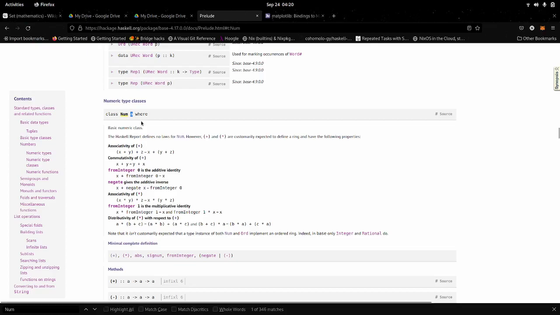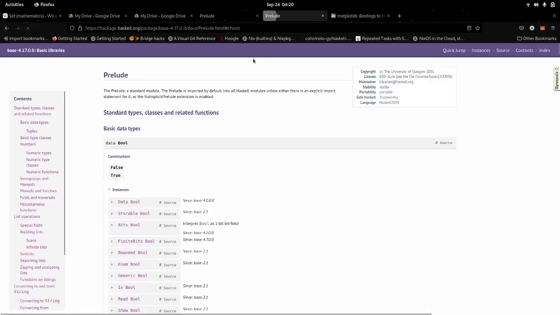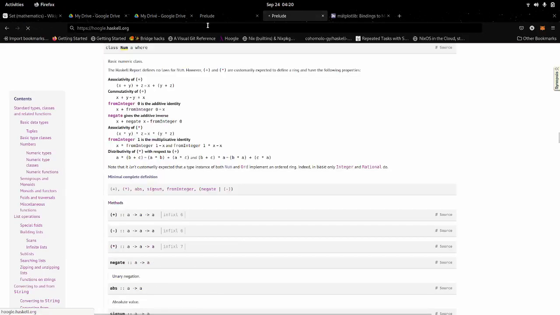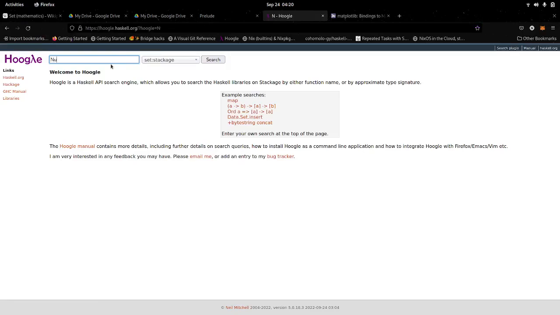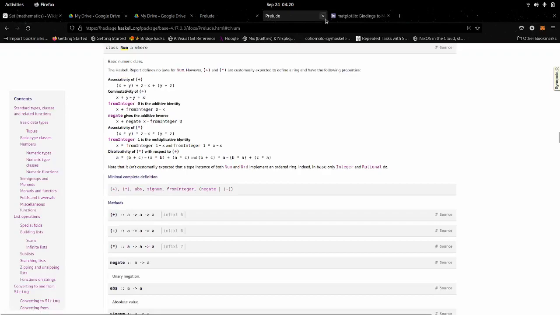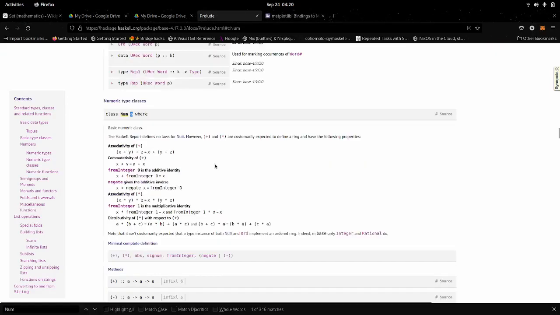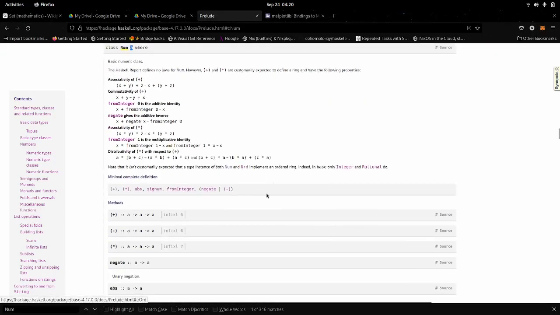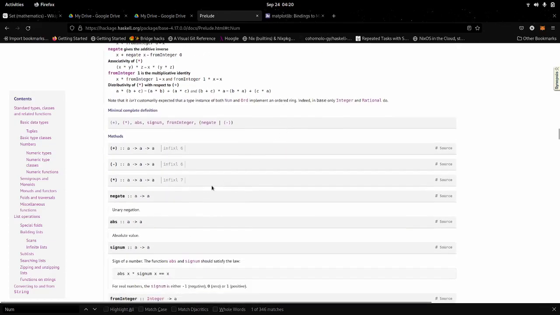I'm on Hackage here, which I found through Hoogle, so I could search Hoogle for class Num, and it takes me right back to here. I think it's all pretty straightforward there.